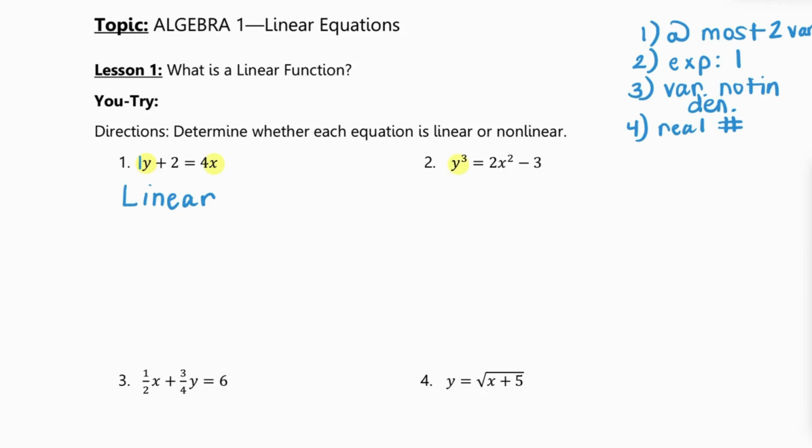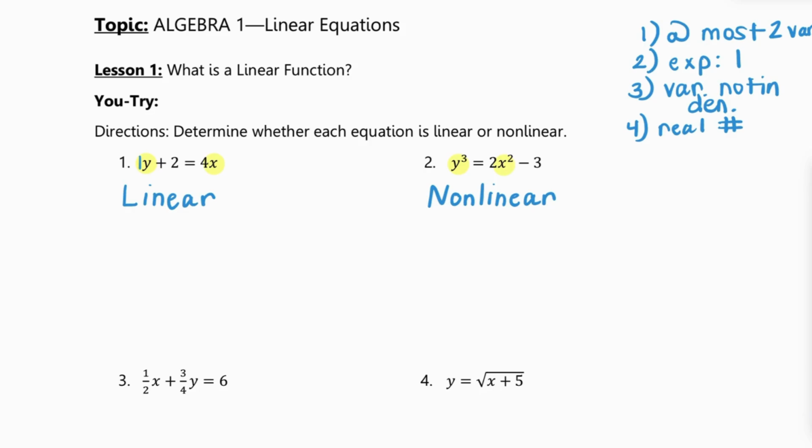Number 2, we have y cubed. Right off the bat, I see an exponent that is not a 1. Equals 2x squared minus 3. So we have 2 variables, which is great, but both of them have exponents that aren't 1. So therefore, this would be non-linear.